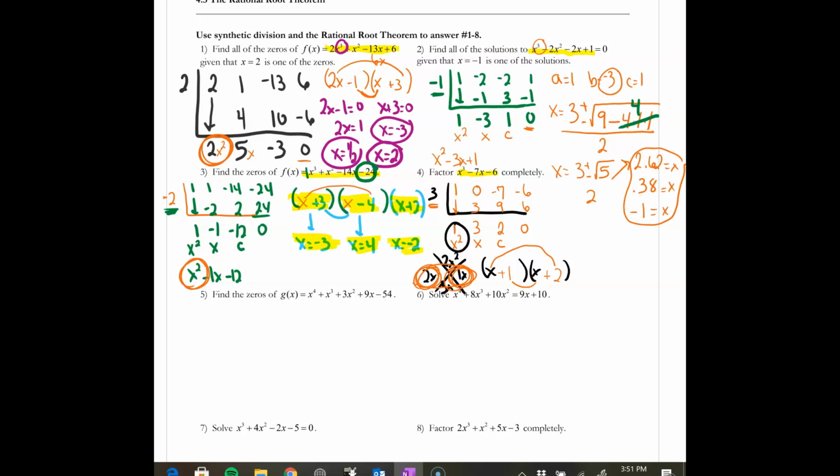So now I'm ready to solve because it's pretty easy to figure out what's going to make these parentheses 0. What's going to make x plus 1 equal 0 would be a negative 1. What's going to make x plus 2 equal 0 is negative 2. And remember, there's 3 answers according to my leading term. And that other answer is the 3 that I used the calculator to tell me. And if I wanted to, I could actually write a factor for that of x minus 3.